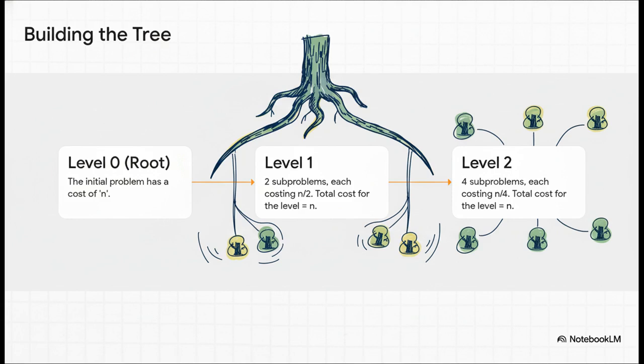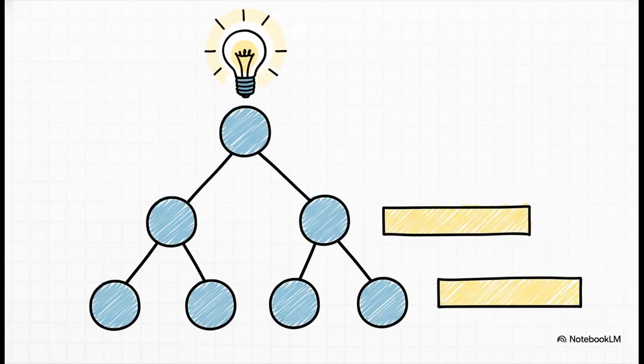Are you starting to see the pattern here? It's pretty cool. And that's the big aha moment that the tree gives us. The amount of work isn't shrinking as we go down the levels. It's not growing either. It's perfectly balanced. Every single level of this tree costs exactly n.